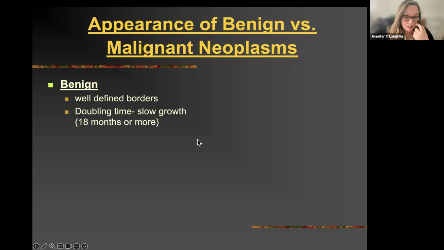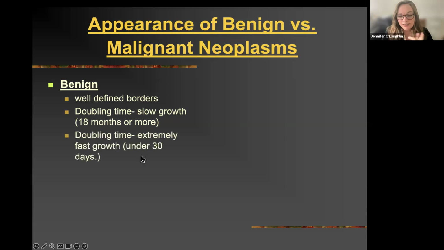Doubling time is the time it takes for a tumor to double in size. So from the moment they see the tumor, it measured, let's say, 2 millimeters. How long did it take to get to 4? That would be doubling time. If it takes 18 months or longer for that to happen, that is considered a slow doubling time and tends to indicate benign. Also, kind of interesting, a really, really fast doubling time can also be indicative of a benign tumor. So if the doubling time is under 30 days, that does indicate a benign tumor.